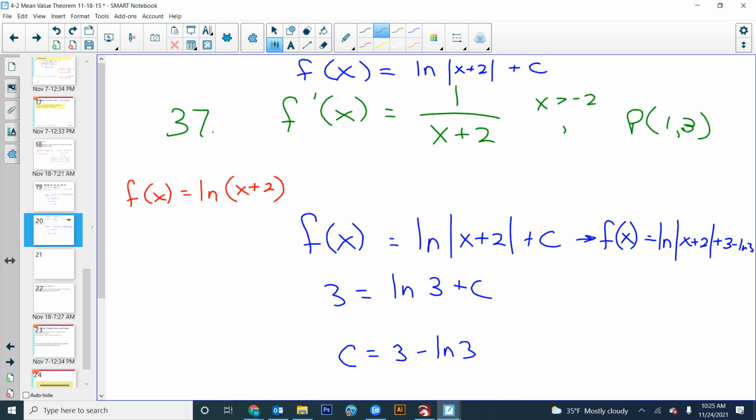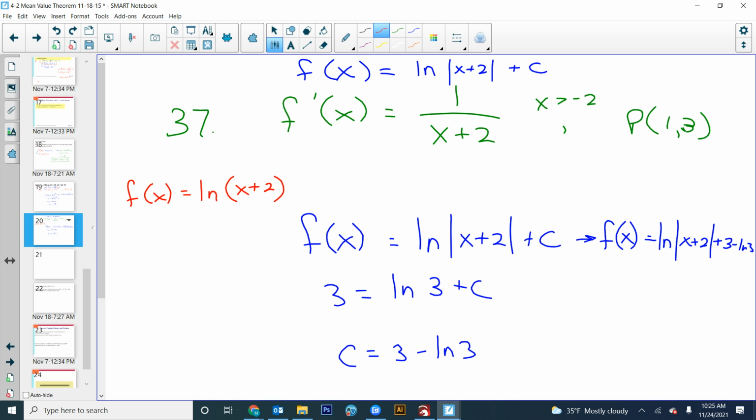Well, what can go into ln's? You can't have negatives in there, can you? Can e to some power be a negative? No. Can e to some power be 0? No. So the domain of this guy is greater than -2. The domain of this guy is all real except for -2.